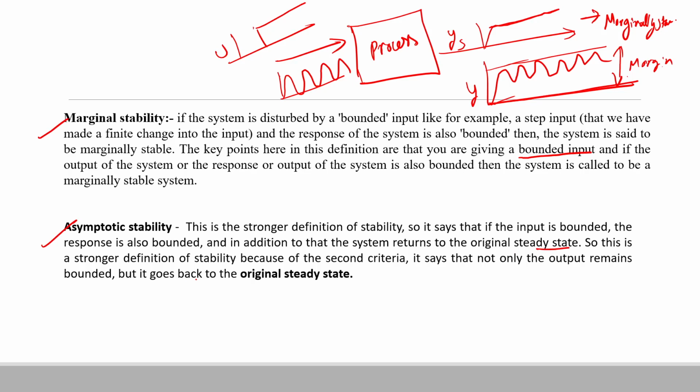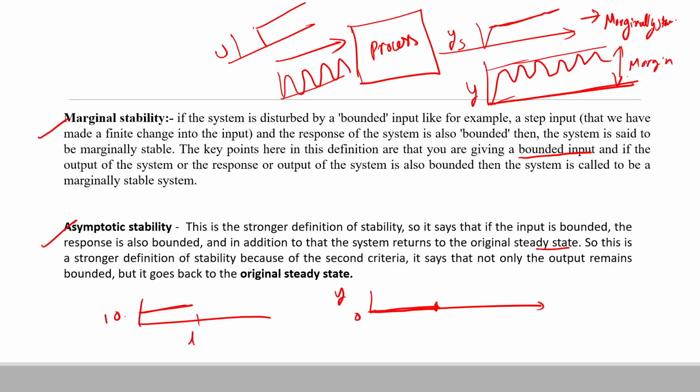So this is a stronger definition of stability because of the second criteria, that is, the system will respond to an original steady state. When I say original steady state, that means that, let's say, if my input is constant at some value of 10, and corresponding to that I am having my output which is fixed at some value of 0.